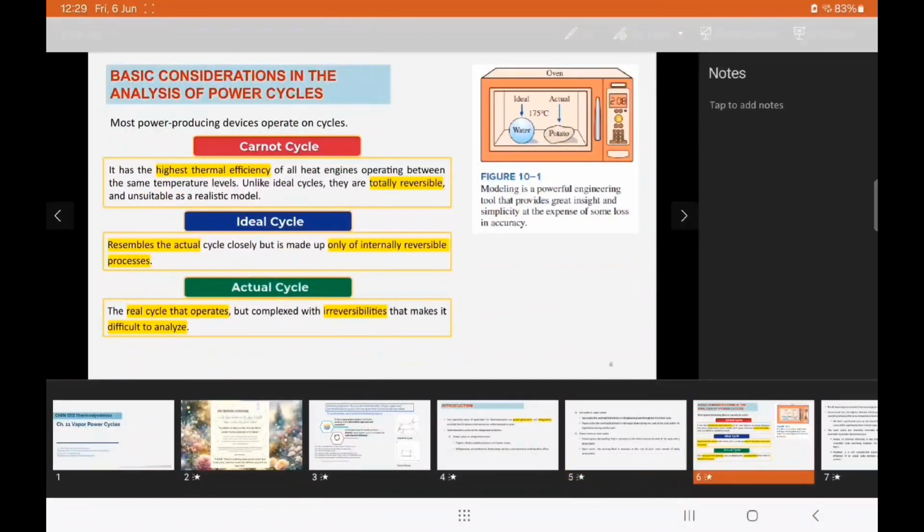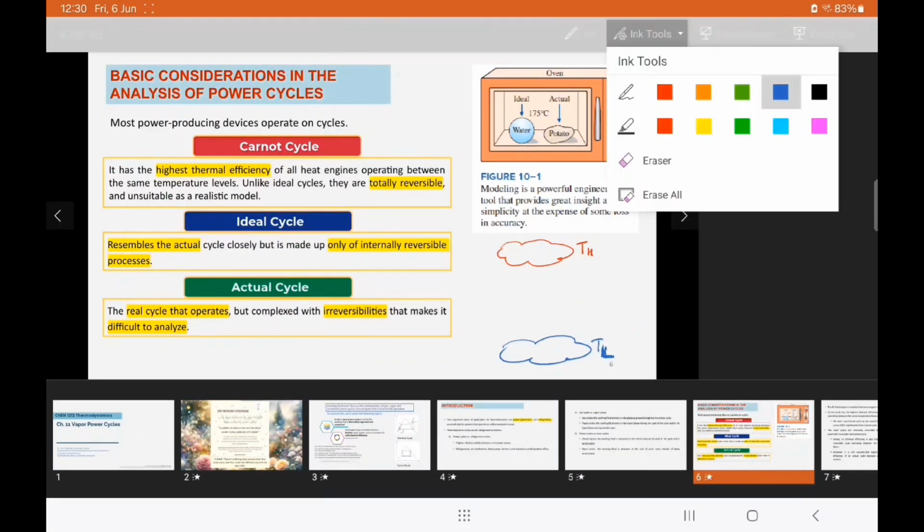So what are the basic considerations for the analysis of power cycles? First, recall the Carnot cycle. As we recall, the Carnot cycle has the highest thermal efficiency of all heat engines operating between the same temperature levels. Let's say we have a hot energy reservoir with a certain temperature TH, and a cold energy reservoir TL.